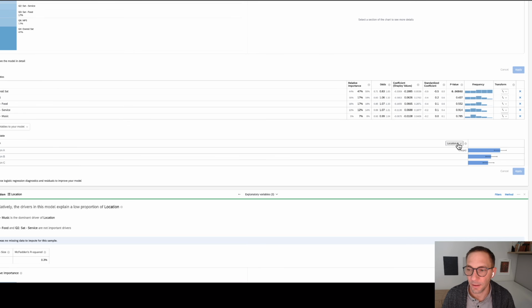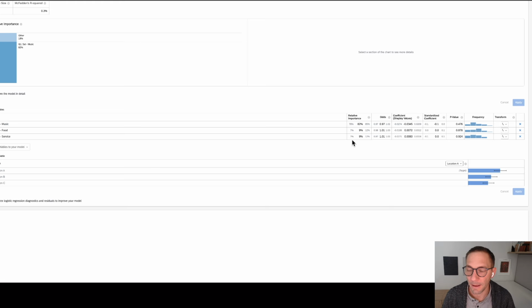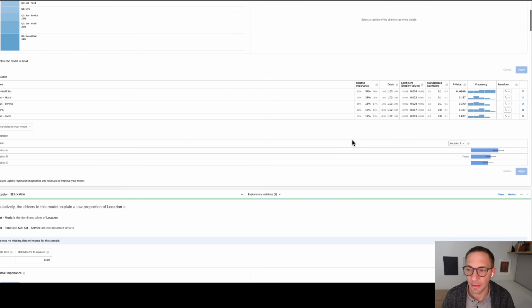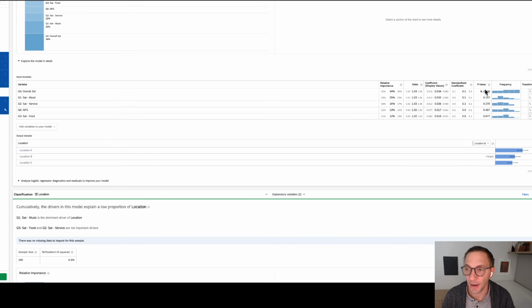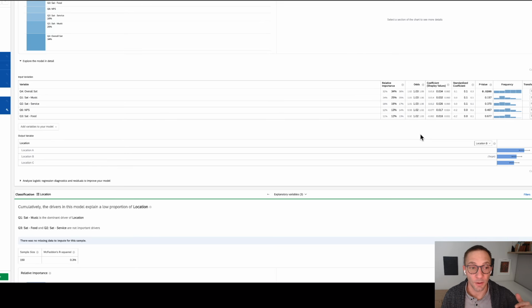Let's try a different target. Let's try location B as my target. Click apply. And here I have a significant p-value again, just for overall satisfaction. Again, that's while controlling for all these other variables, right? And here's my beta. It's 1.03, and this tells me that as overall satisfaction goes up, it's more likely that the location is location B. It seems that location B had higher overall satisfaction than some of the others.